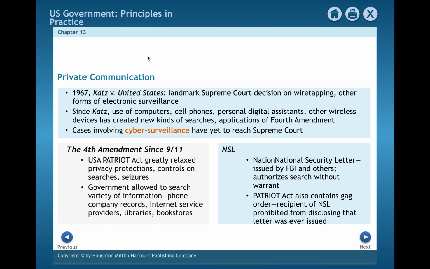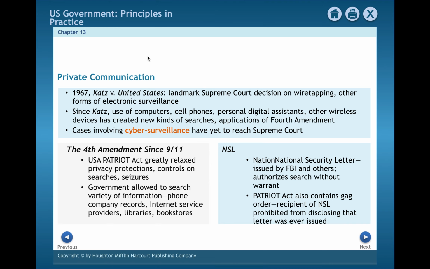So in 1967 in Katz v. United States, the Supreme Court made a decision on wiretapping and other forms of electronic surveillance. This is what is known as cyber surveillance, which is searches of wireless communications. Cases involving cyber surveillance have yet to reach the Supreme Court, and it's reasonable to believe that this is the future of the Fourth Amendment decisions made at the Supreme Court level. So quiz question number 10, the answer is A, cyber surveillance. Searches of wireless communications is A, cyber surveillance, all right?